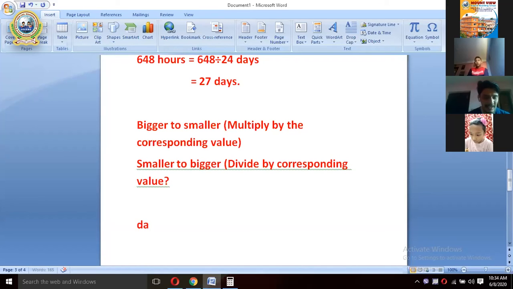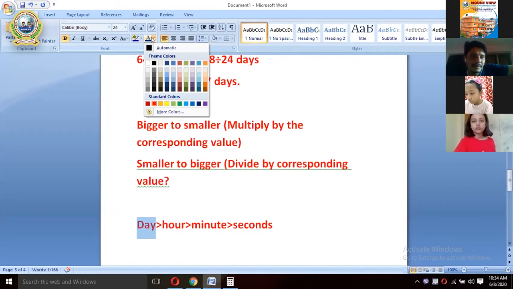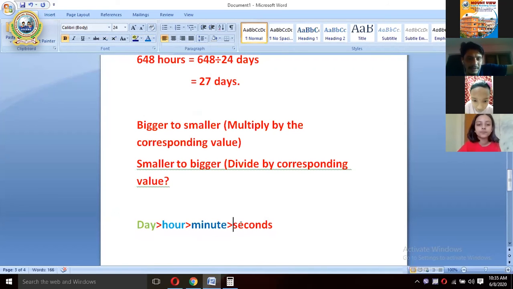Day is bigger than hour, and again hour is bigger than minute, and again minute is bigger than seconds. Let me give color, so that it will be clear for you. Let's say green. Day is bigger than hour, hour is bigger than minute, and minute is bigger than seconds.